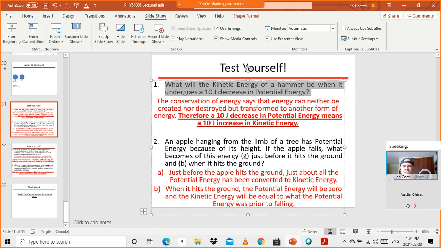Have a look at this one. An apple hanging from a limb of a tree has potential energy because of its height. If the apple falls, what becomes of this energy?